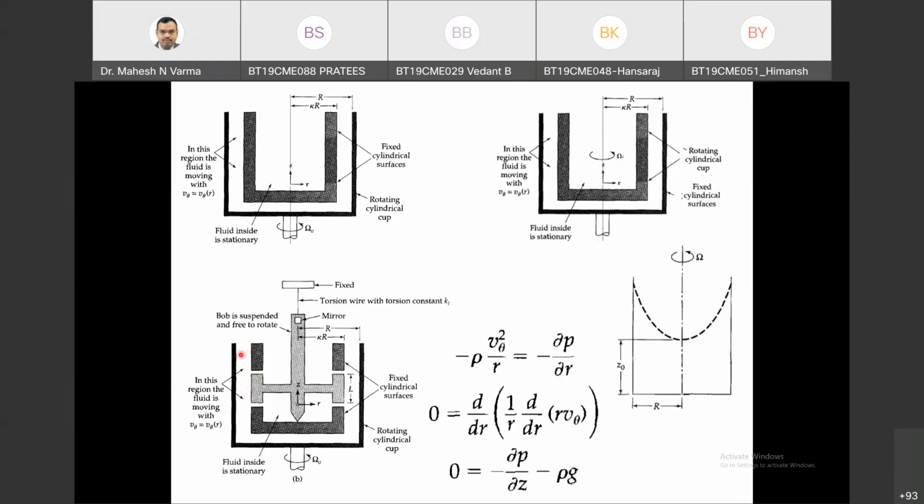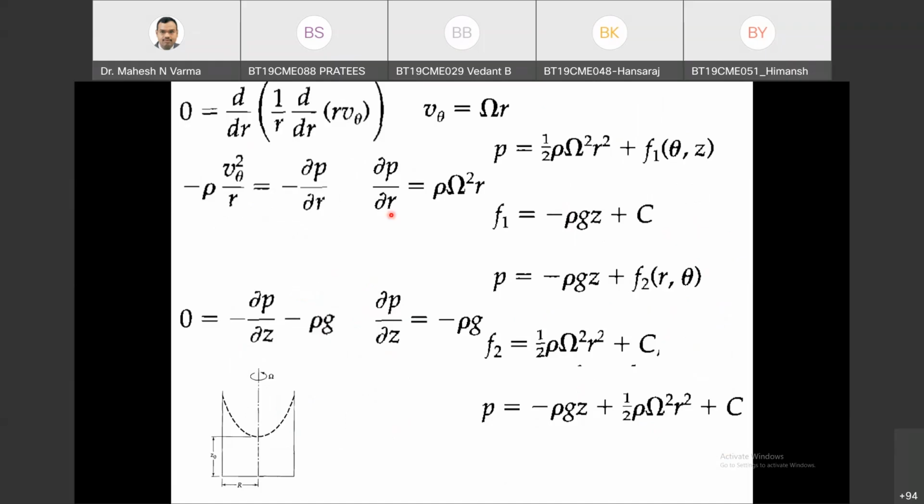Here we got the equation to estimate the viscosity based on the torsion constant and the theta moment of the suspended bob. And in this one we got the locus of the top profile. Moreover, in this problem there was one more piece of additional information we learned. This is the theta equation which gives me the theta velocity profile for this problem. Substituting in the r component, this will give me the variation of pressure with respect to r.